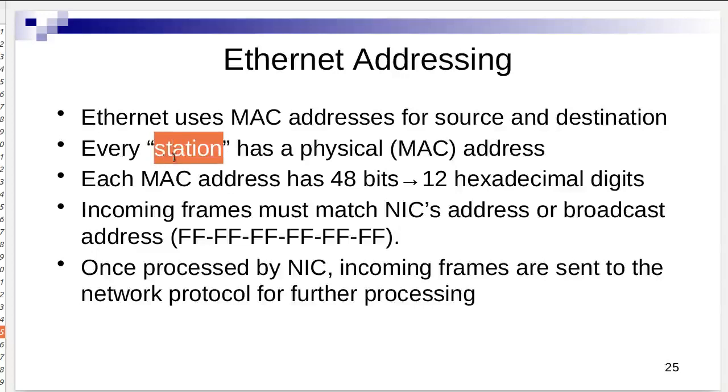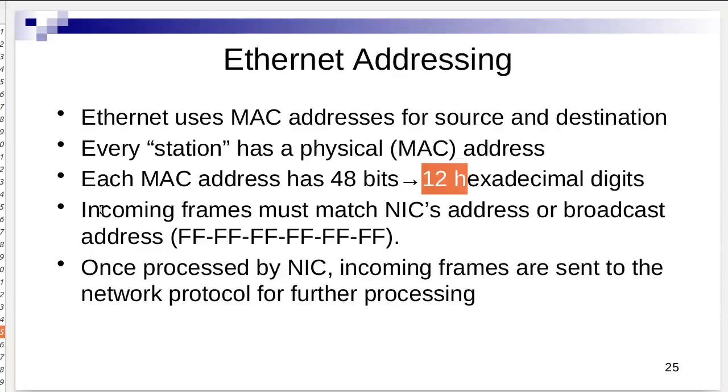Each station on a router, each interface on a router, also has a physical MAC address, so it's something to keep in mind. And each MAC address is a 48-bit number. 48 bits, if you divide by 8, will give you 6 bytes. And remember, each byte is 2 hexadecimal digits, which gives us a total of 12 hexadecimal digits. And chances are you've seen this on your smartphones. If you go into settings, you will see a Wi-Fi MAC address and also a Bluetooth MAC address, chances are.